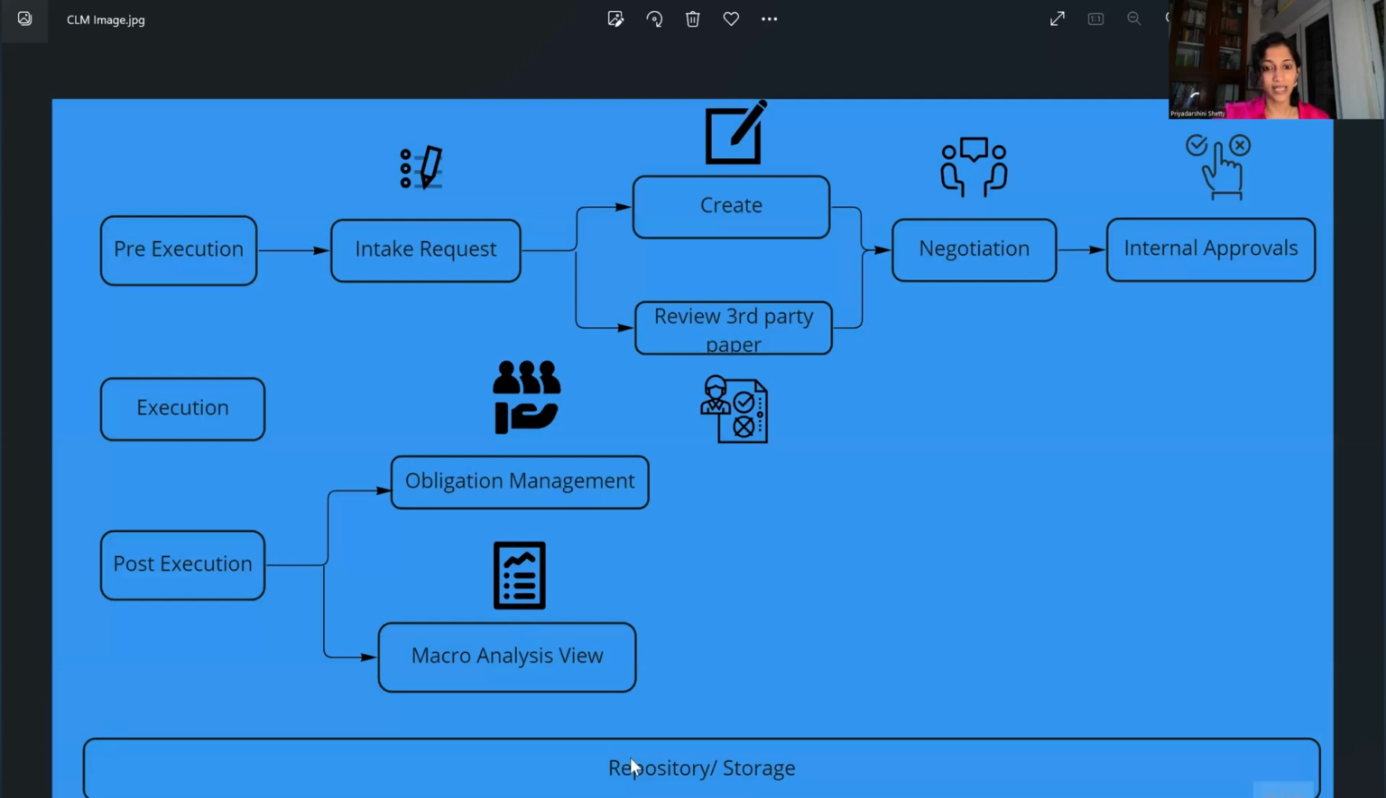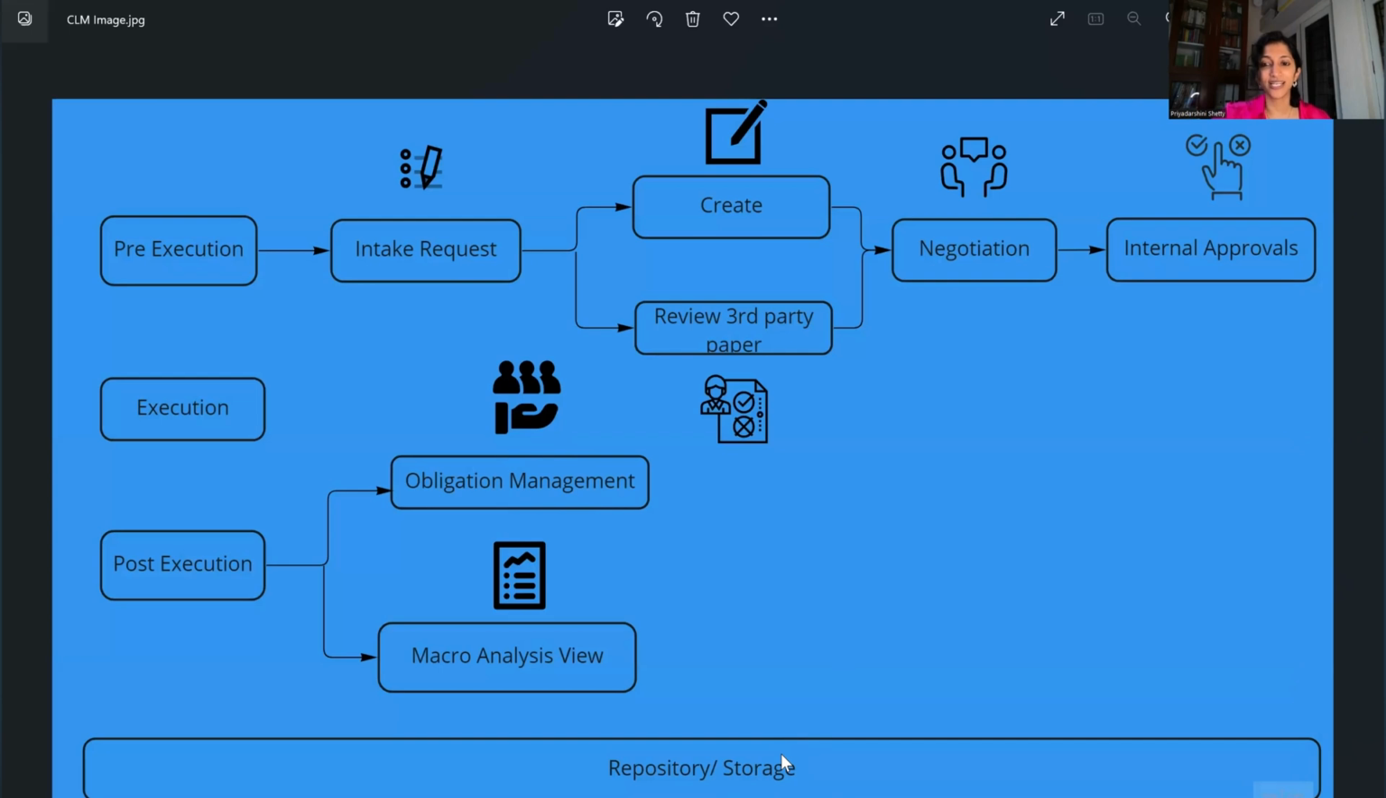And what sits neatly behind all of this, or I would say at the center of all of this, is your repository or storage. Where are you storing all of this information? How is your intake request coming in? Is it coming in through an email? Where are the different versions of the contract being stored? Because during the negotiation process, you can go through several versions of a contract. And how are these being stored? Where are all your internal approvals being stored and recorded? Where are the signed agreements being stored? How is the obligation management and the workflow built around that being managed? So you need to have a sense of where is all of this information going to be stored and what is the process around that storage.